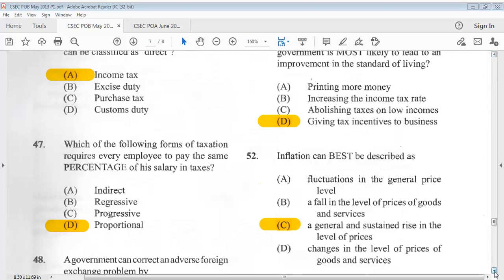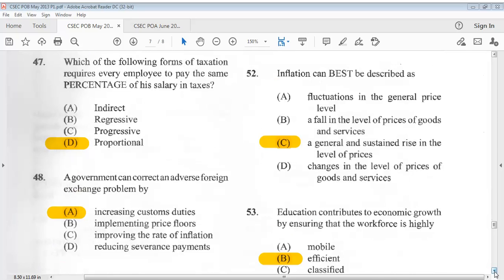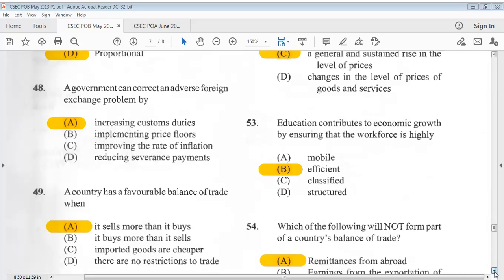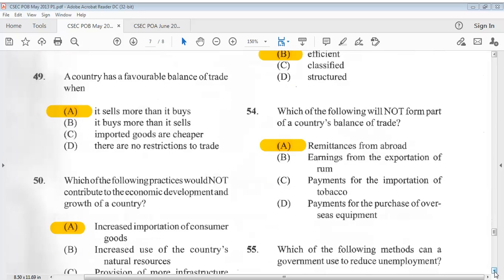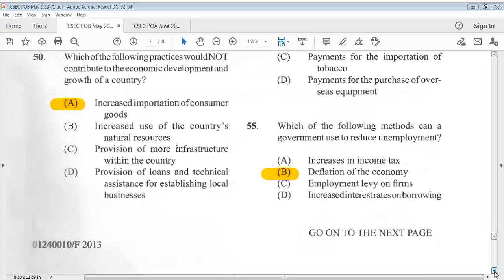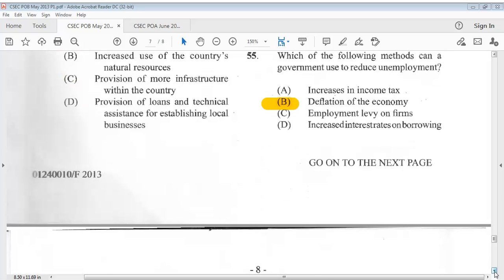52 says, inflation can best be described as, the answer is C, a general and sustained rise in the level of prices. 53 says, education contributes to economic growth by ensuring that the workforce is highly, the answer B, efficient. 54 says, which of the following will not form part of a country's balance of trade? A, remittances from abroad. 55 says, which of the following methods can a government use to reduce unemployment? The answer is B, the deflation of the economy.